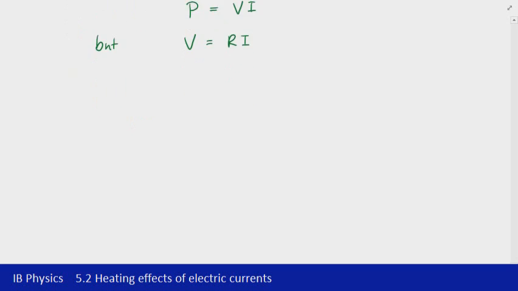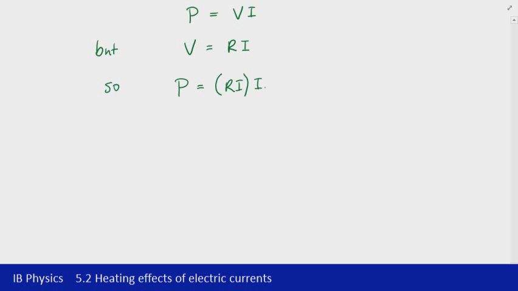So the first thing that we're going to do is substitute that equation for V into the power equation. So we can say that P is then going to be equal to RI, so there's the expression for V, multiplied by I, or in other words, P is going to be equal to I squared R. So there's an alternative version of the power equation that relates the current and resistance together to calculate that power.